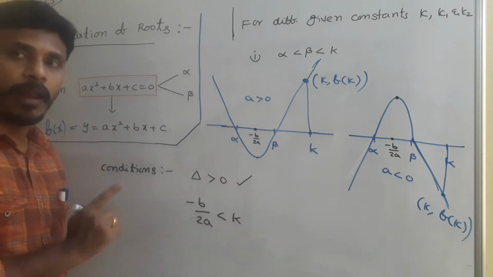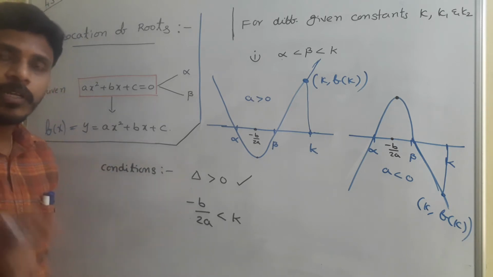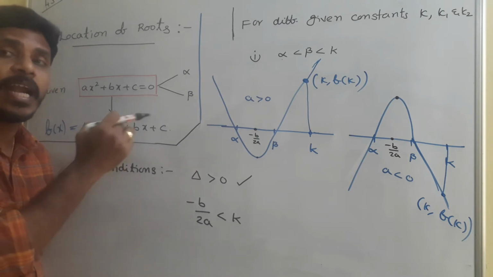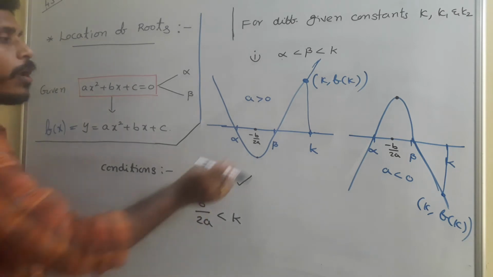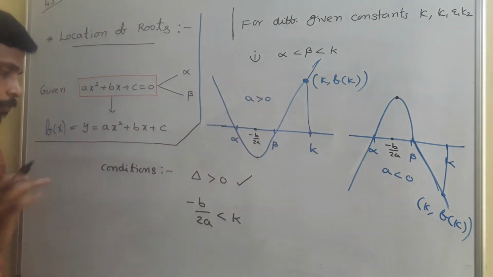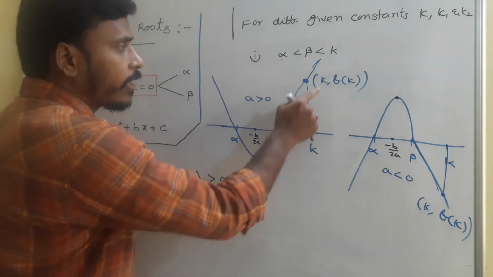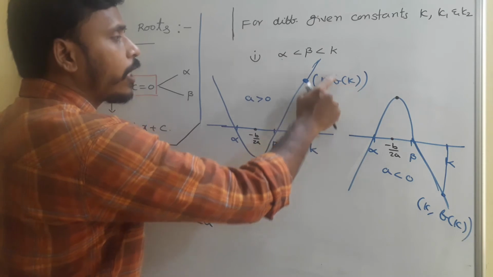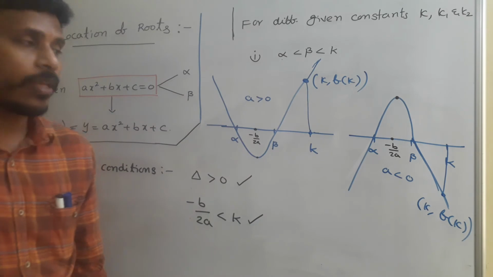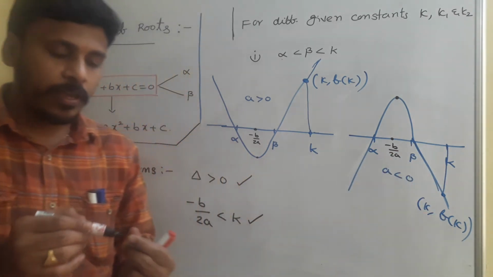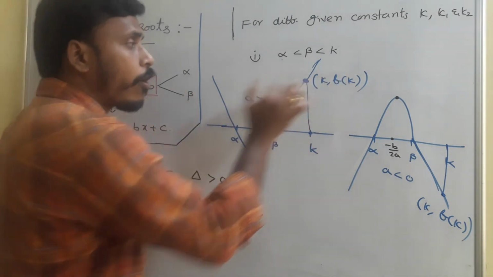As I mentioned, you don't memorize. Try to analyze the graphs and write the conditions. Writing the condition by analyzing the graph is enough, no need to memorize. Discriminant is greater than 0, minus b by 2a is less than k. So 2 conditions are completed. Coming to the other conditions, here k and the point is k comma f of k. What to say about this f of k? Since it is above the x-axis, f of k is positive. Since it is below the x-axis, f of k is negative. Here, what is a? Positive. What is f of k? Positive.